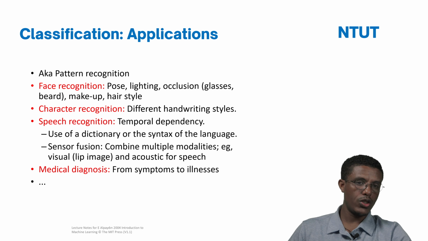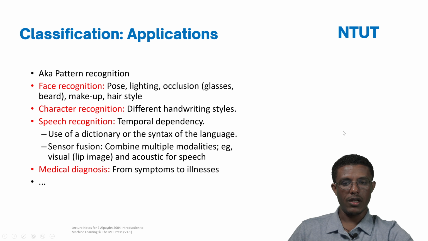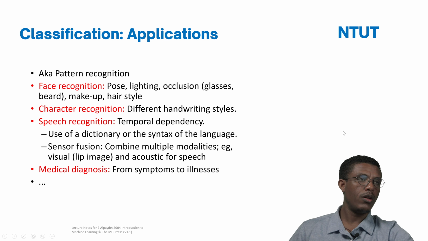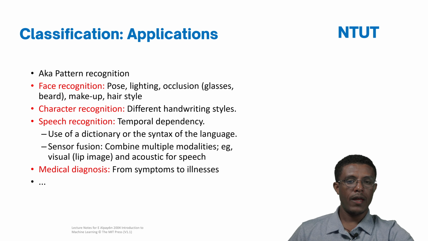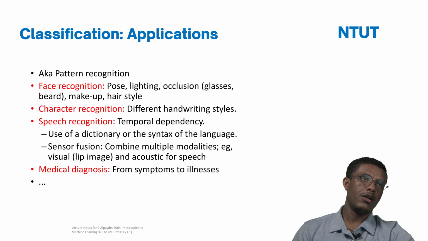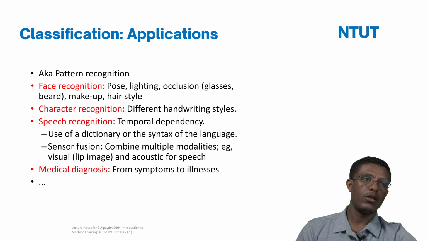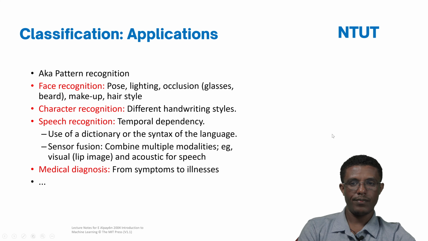Speech recognition is also an application, where the machine tries to understand the speech or voice from different people. Another is medical diagnosis, from symptoms to illnesses. We can give the symptom information to the model, and then the model tries to predict the type of disease. These are some of the applications of classification.